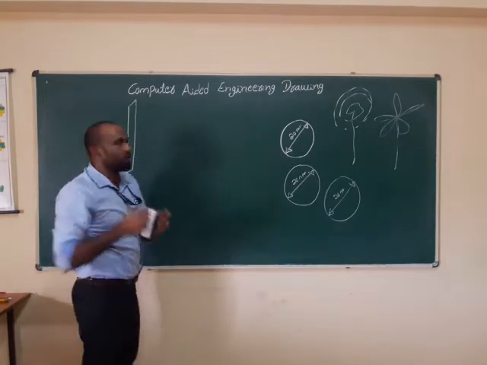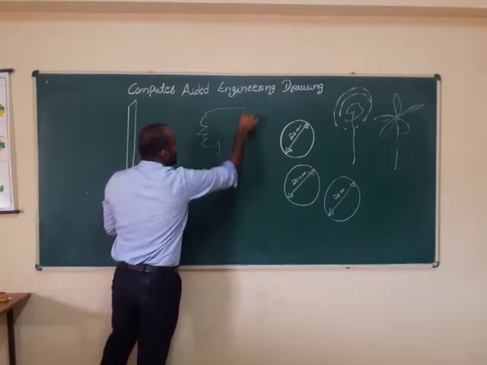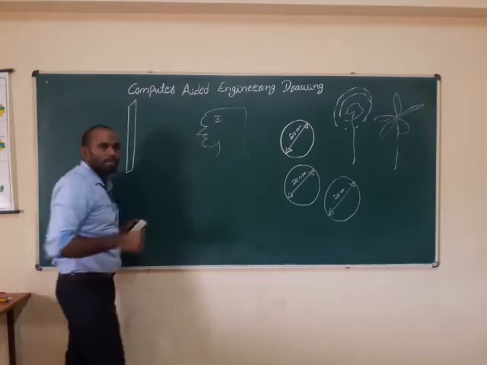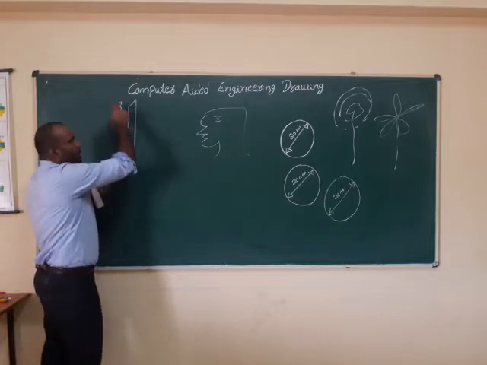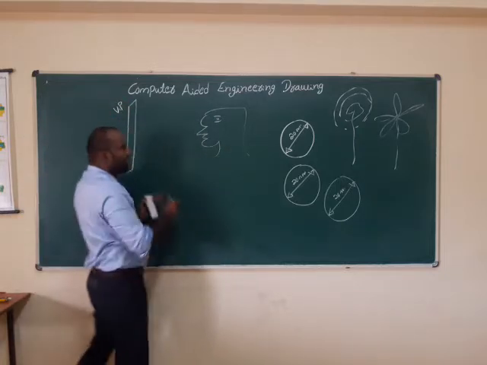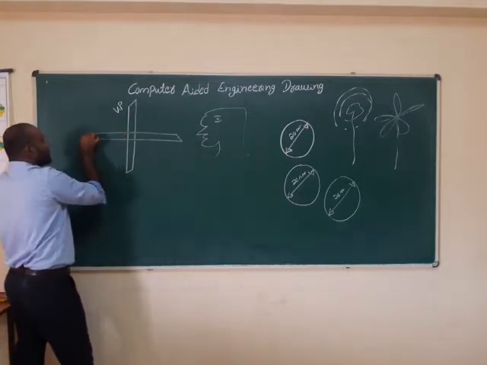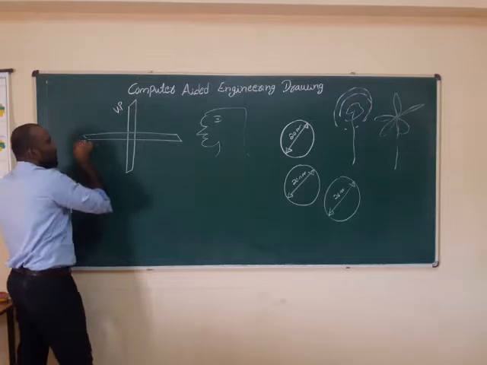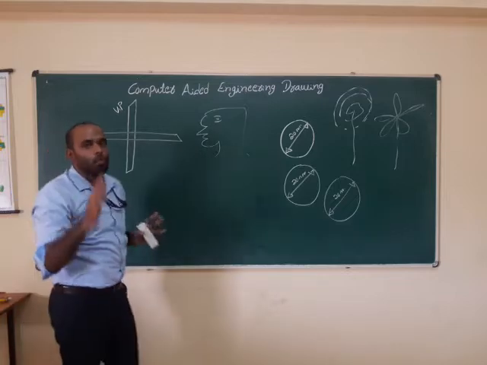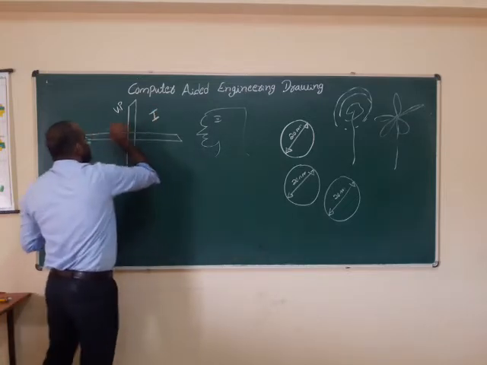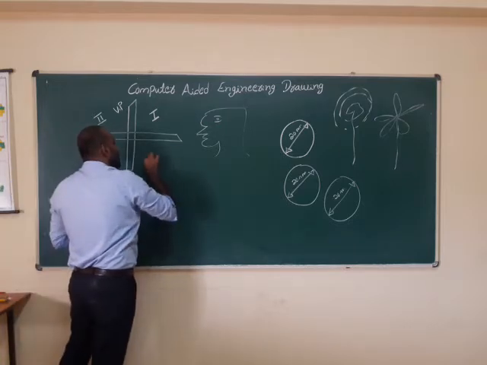For example, the vertical plane is exactly parallel to the observer. He is an observer. The vertical plane, VP, is exactly parallel to the observer. The horizontal plane is exactly perpendicular to the observer. This is called a horizontal plane. In that vertical and horizontal plane, you have four quadrants: the first quadrant, second quadrant, third quadrant, and fourth quadrant.